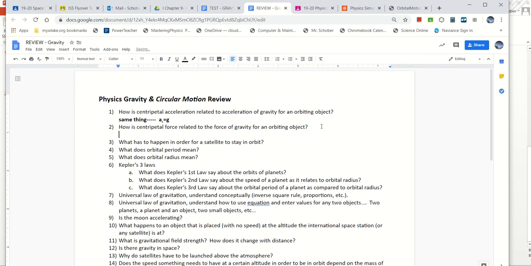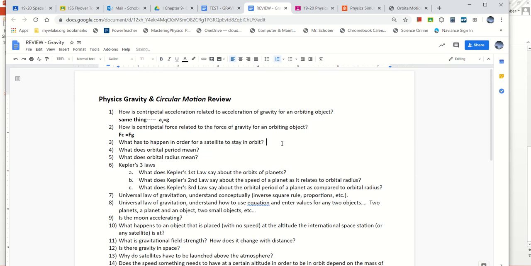Kind of same idea on number 2 here. How is centripetal force related to the force of gravity for an object? They're the same thing. Again, Fc is equal to Fg. Not big G, F subscript g. They are the same thing. The force of gravity is what provides the centripetal force necessary for that circular motion.